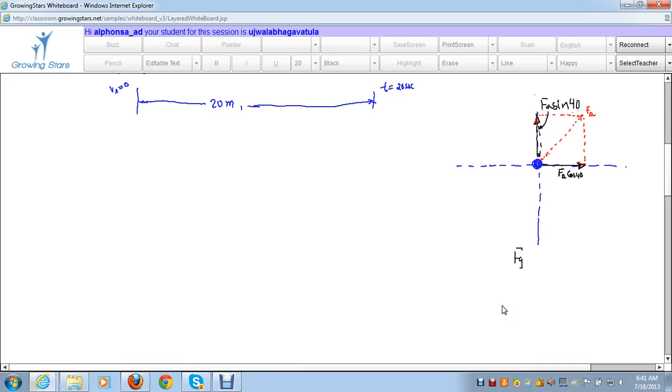Okay, then what else is there? Its own weight will be acting down, isn't it? Okay, show it down. Show the arrow there. Yeah, 50 times 9. That's, I think, 490. 490 newtons.